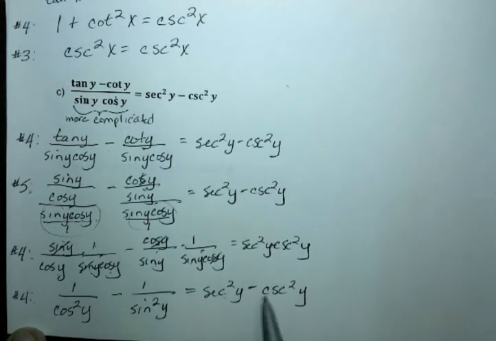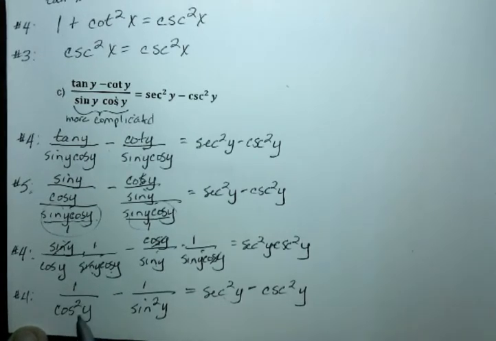If I look at my goal, I'm almost there. All I need now is my reciprocal identities. 1 over cosine squared y would be the same as secant squared, and 1 over sine squared y would be the same as cosecant squared y.